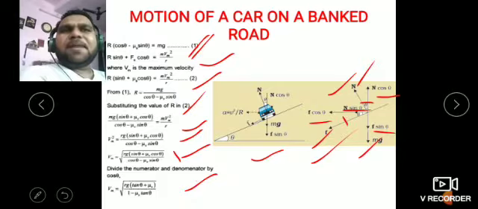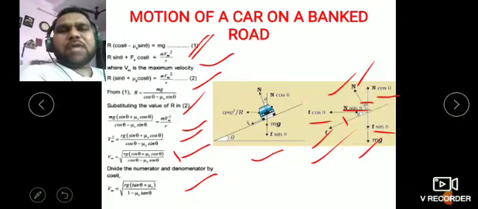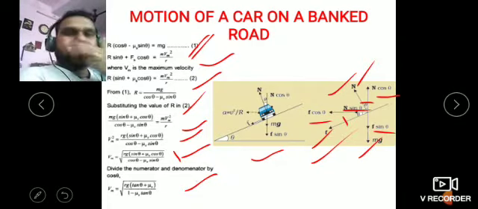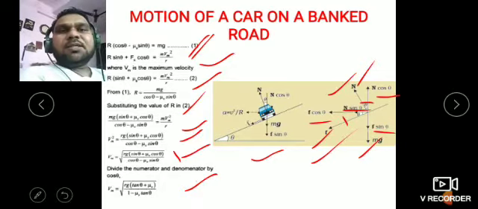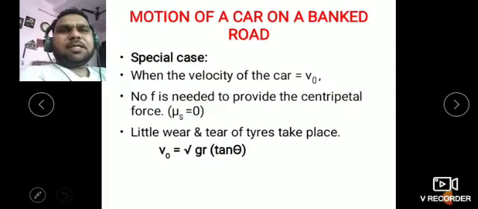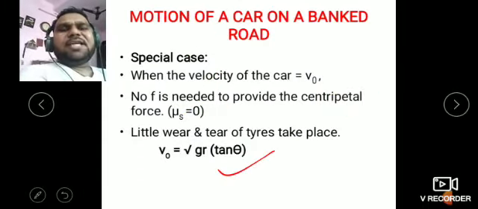So that means by banking up the road, you are able to travel at a higher speed than on the level road. I repeated this to emphasize the most important property that we can get from these two equations. Now, whenever there is no friction, meaning we don't want friction to be involved in providing sufficient centripetal force, we will put mu_s = 0 in this equation. So we will get v_0 = under root g r tan theta.